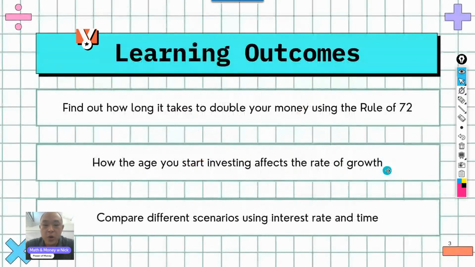So let me quickly go over what we're going to cover today. First, you're going to learn how to double your money using the rule of 72, which is basically a shortcut for you to estimate how long it will take your money to double using compound interest. Then I'm going to talk about how starting early can really affect the outcome of your wealth in the long run. And this will blow your mind. Then we'll go over some different scenarios with different interest rates, as well as when to start investing.